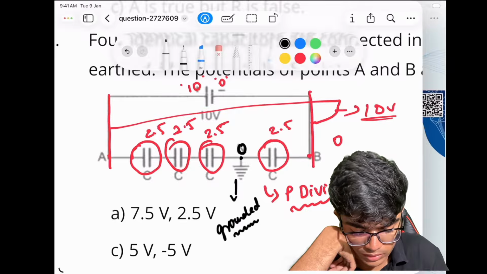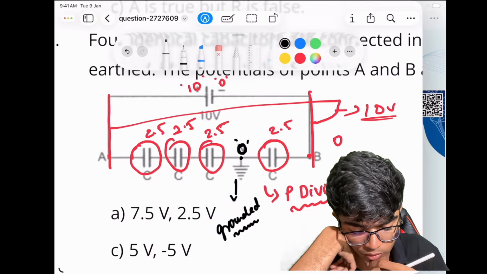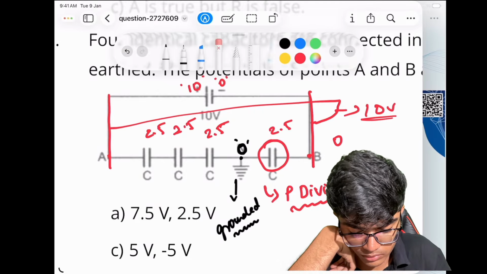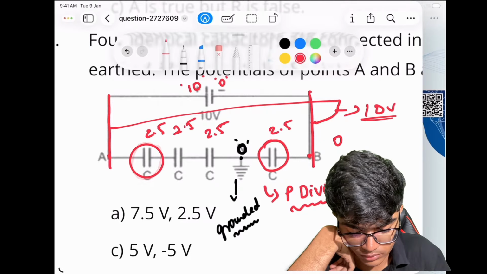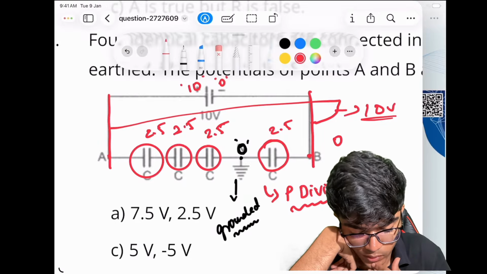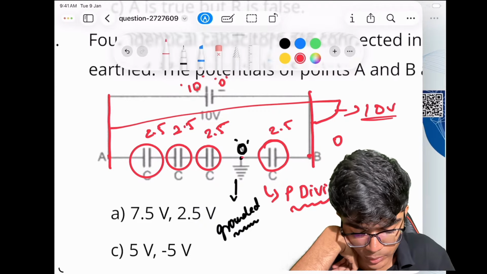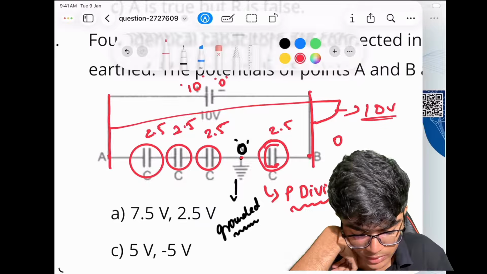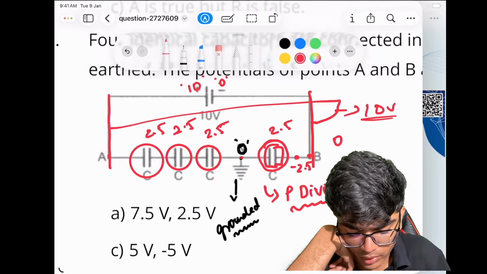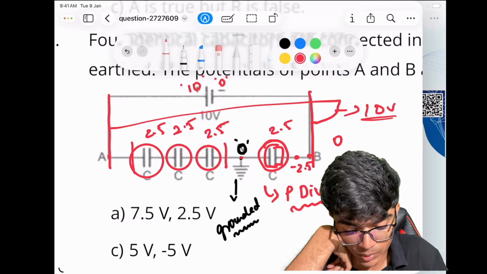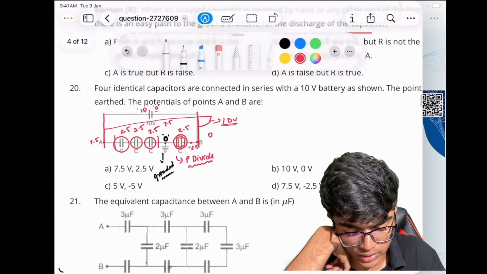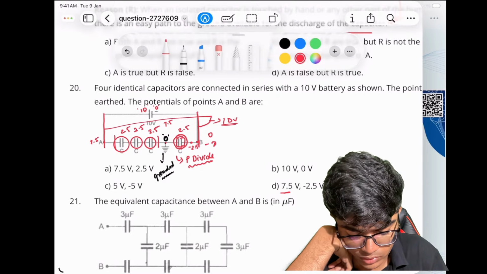So here the potential is 0. If this is grounded, the potential is 0, but still across this capacitor the potential difference should be 2.5. So how much will it be here? It will be minus 2.5. Across this entire 3 combinations the potential difference is supposed to be 7.5. Here 0, so how much will be at A? 7.5. So A's potential is 7.5. B's potential is minus 2.5.